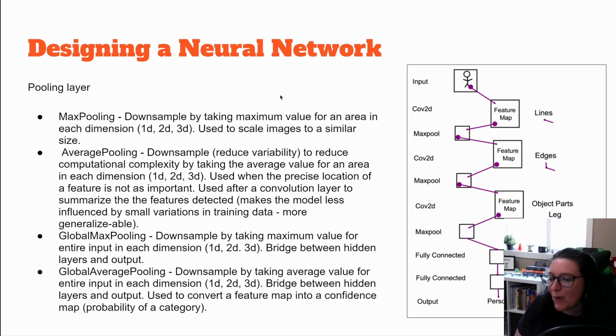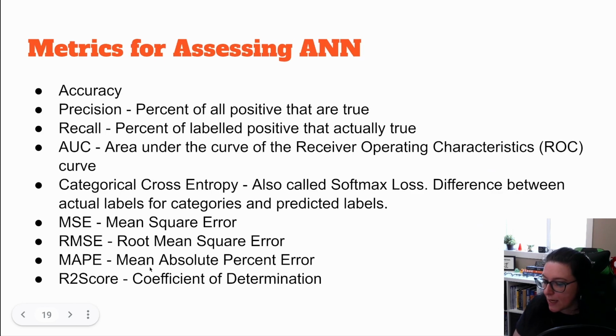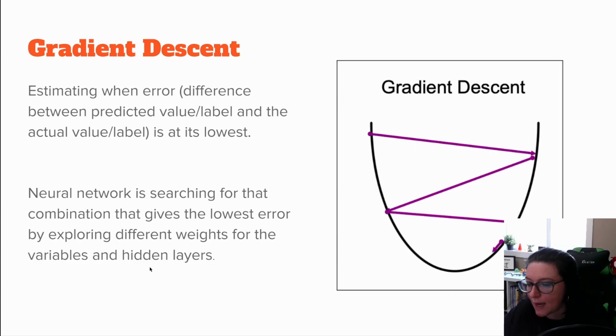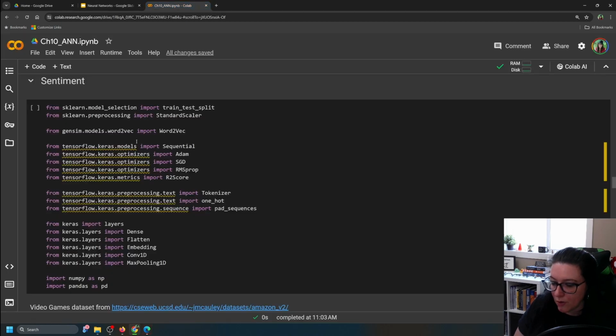All right, we can pool, so we can downsample to adjust. We can use max pooling and global max pooling to bridge the gaps between layers. And we can flatten to convert multiple dimensions, or drop out if we want to address overfitting. In this case, we are dealing with our text.